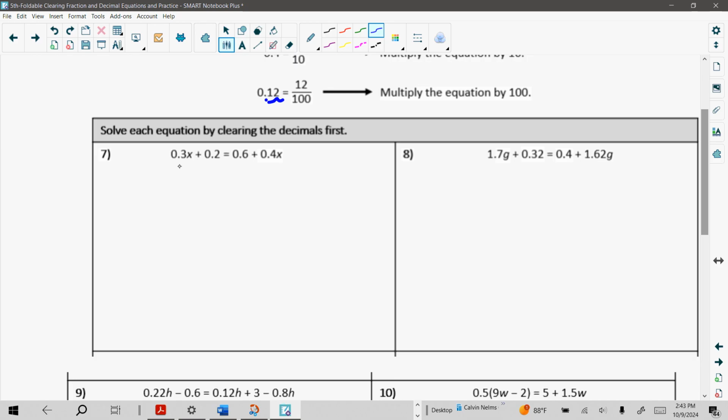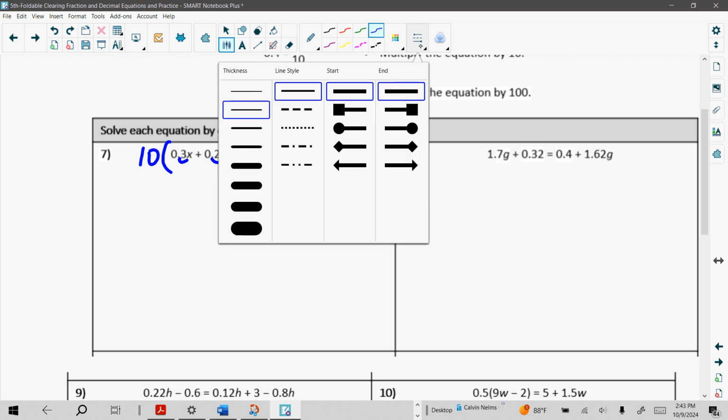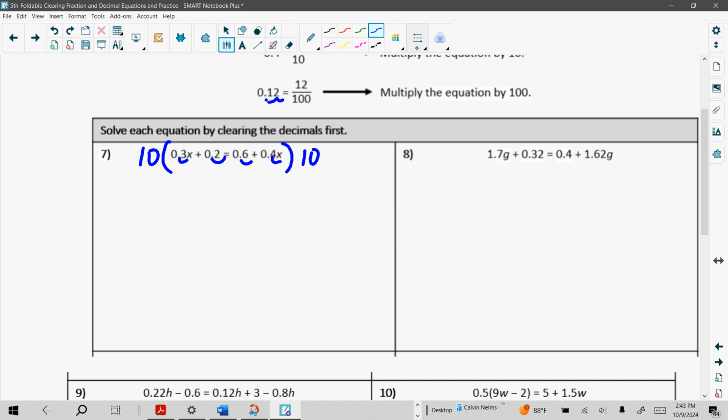Here, if I look at number 7, our greatest place value is just one place value, which is the tenths place, for all of them. We're multiplying both sides by 10. That's right, let me fix that, sorry. So when I do this, this is going to turn into 10 times 0.3. It's going to make this now a whole number of 3x plus 2 equals a whole number of 6 plus 4x.